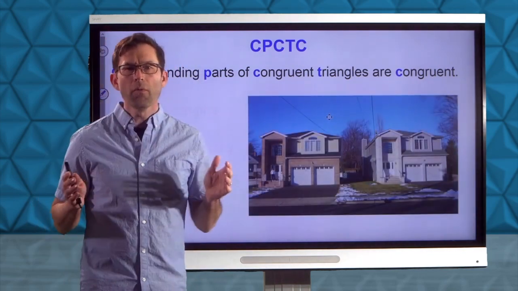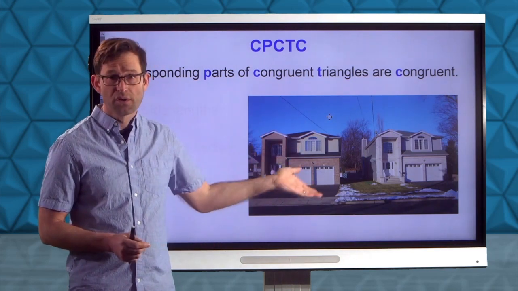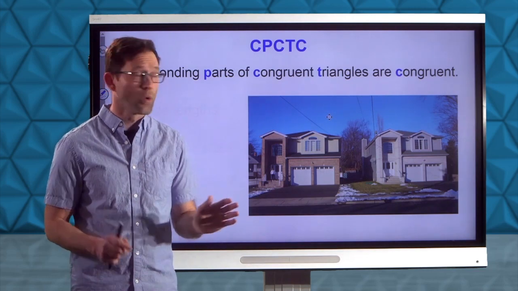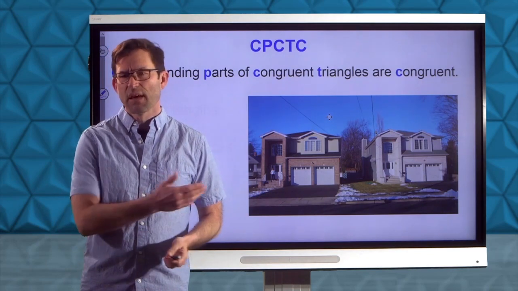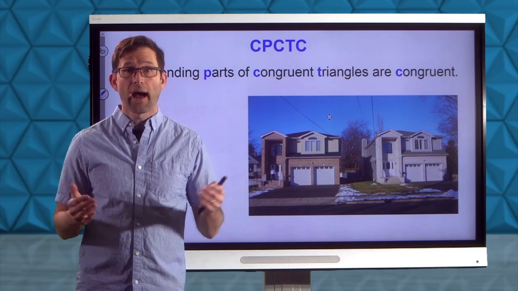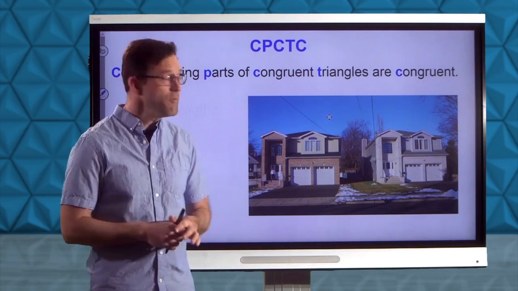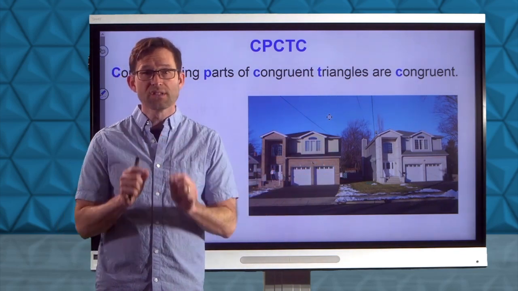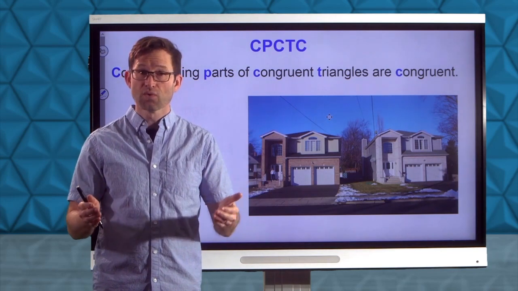So you've probably all been by one of those housing developments where every single house looks the same, right? You might even live in one of those things. The houses can be absolutely gorgeous. These two houses are absolutely identical, except for maybe the color, right? So you could say that these are congruent houses. The idea behind CPCTC is if I know that these two houses are congruent, then any parts of the houses that correspond to one another must be congruent as well.